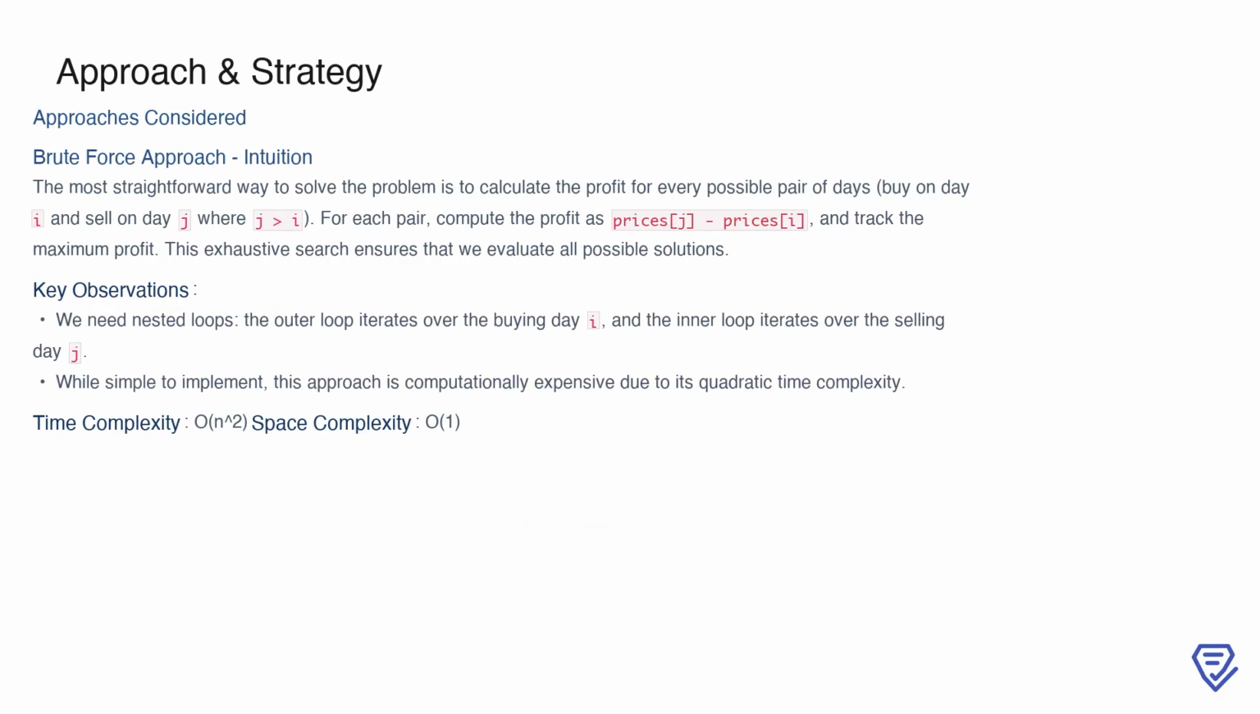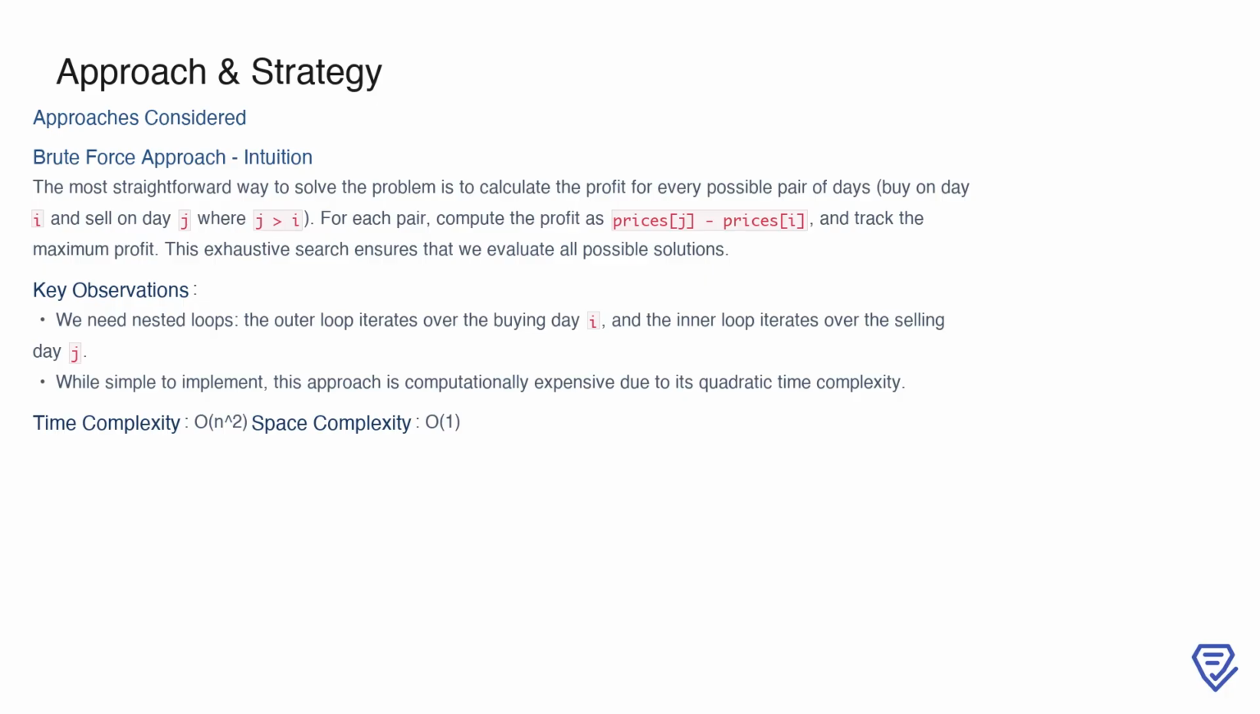To begin solving the problem, we can consider the brute force approach. The intuition here is quite straightforward. For every possible pair of days, we calculate the profit if we buy on the earlier day and sell on the later day. This means for each day i, we iterate through all subsequent days j and compute the profit as prices[j] minus prices[i].